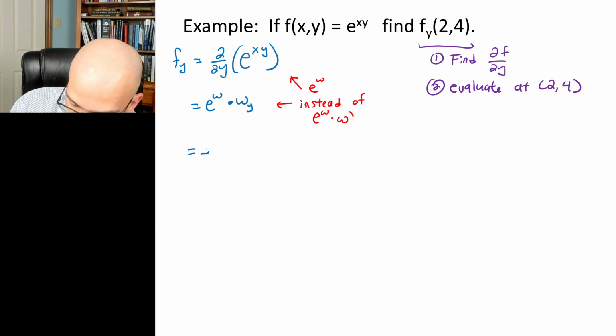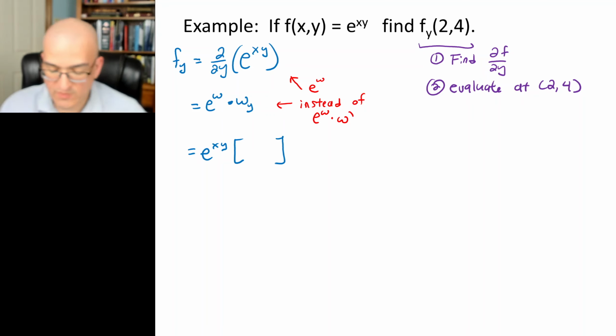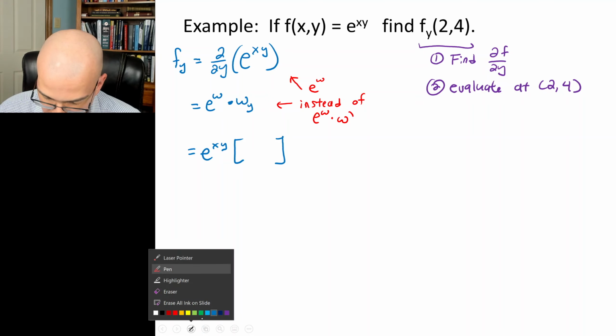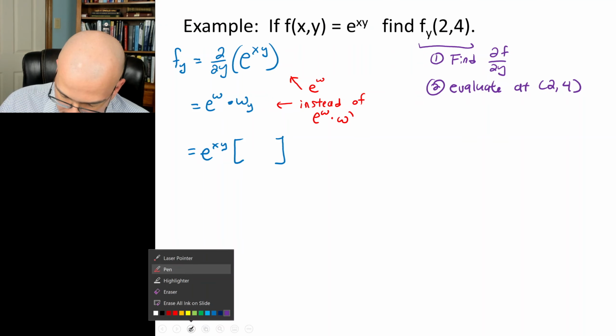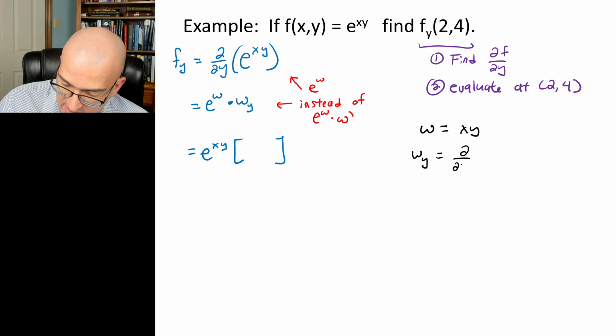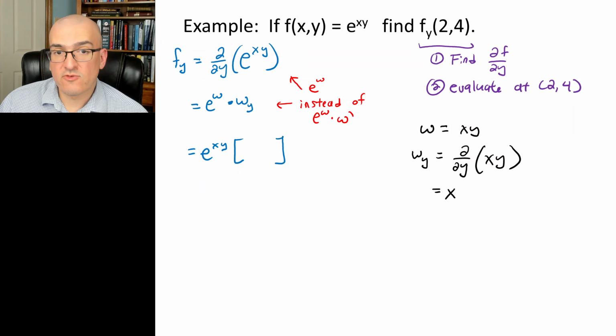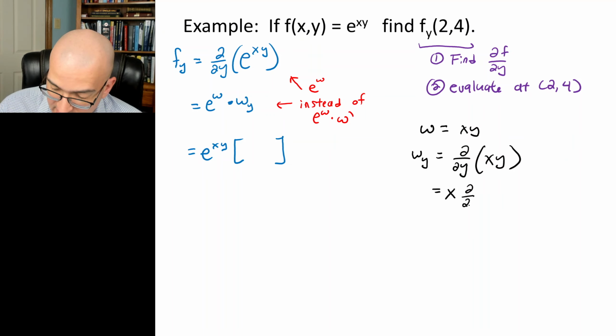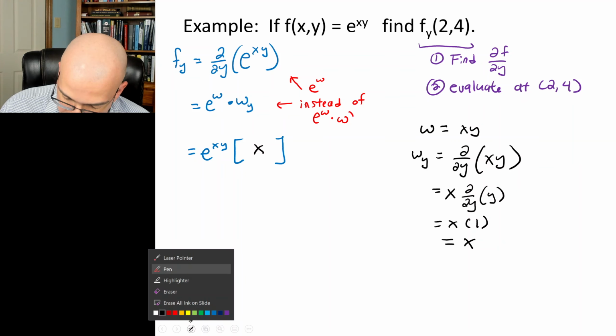Okay, so e to the w, e to the xy, multiplied by the y derivative of xy. So I'll put that off to the side. W is equal to x times y. W sub y is the y derivative, d/dy of x times y. We can take the x out front, since for the y derivative, x can be treated as a constant. We're not varying it. So we have x multiplied by 1, which is just x. And that will go in that box, and that'll be our answer.